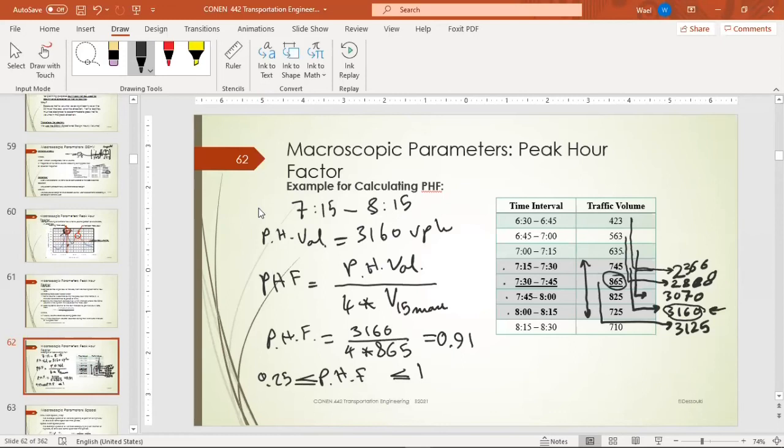0.25. Okay, what does the peak hour factor mean? If the peak hour factor is high, for example, let's say the peak hour factor equals 0.95, and another peak hour factor equals 0.75. What does it mean?